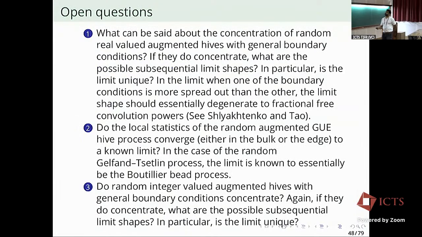There are some open questions which we still are interested in. What happens when you look at the integer valued Hives, which come up in representation theory, rather than the real valued Hives that come up in the Horn problem? Do these local statistics for this GUE Hive process converge to some known limit in a probability sense? And do you have concentration for random integer valued Hives? So I'll stop with this. Thank you very much.